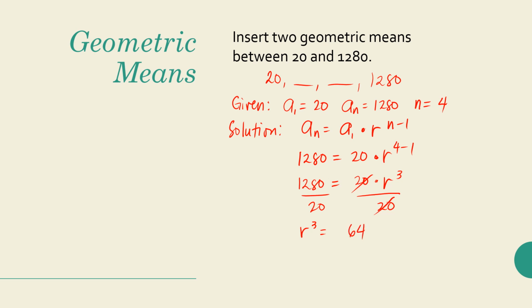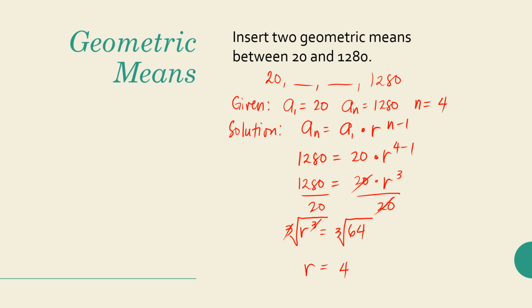Then to find out the value of r, as you can see here, this is cubed. So if this is cubed, you have to get the cube root to remove the cube. Then on the other side, you also have to get the cube root. Therefore, the value of r, or the common ratio, would be the cube root of 64, or 4. So our common ratio is 4.